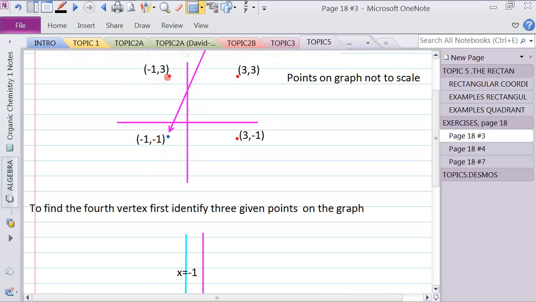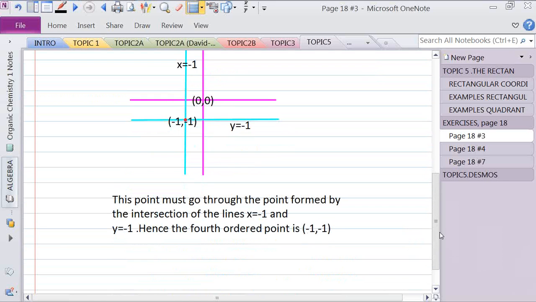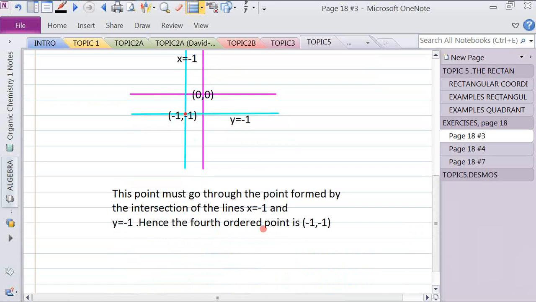Now over here, if we draw this line down, this is x equal minus 1. So it would land up here. So we make x equal to minus 1, and we make y equal to minus 1. We would come out with the fourth point. So here's the y equals minus 1. Here's the x equals minus 1. And so this point right here would be minus 1, minus 1. That would be the fourth vertex. So the fourth point would be minus 1, minus 1.